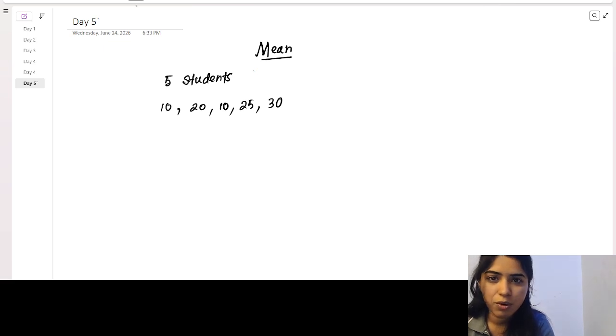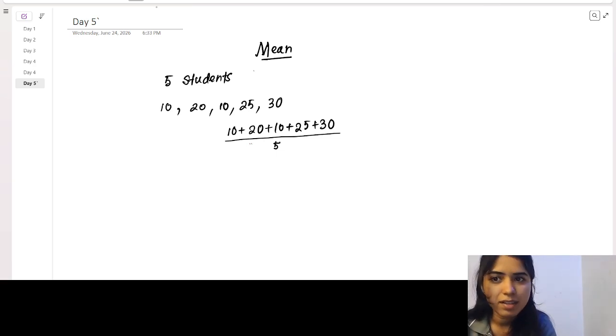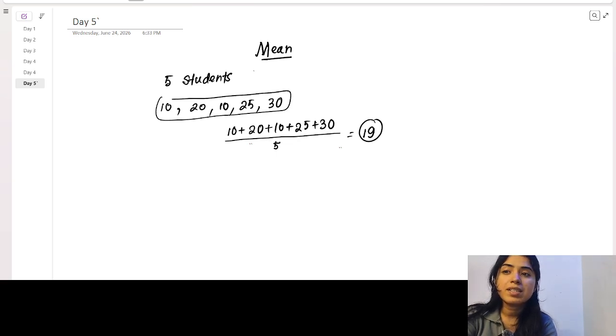You already know how to calculate average. So what exactly do you do? You do 10 plus 20 plus again 10 plus 25 plus 30. You add them all and divide this sum by 5, because 5 students are there. This is how you can calculate the average. Here the result you will get is 19. So 19 gives the idea about the entire community: what is the average score? This is how you can simply calculate mean.